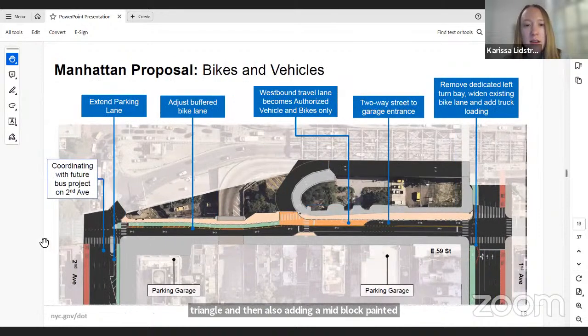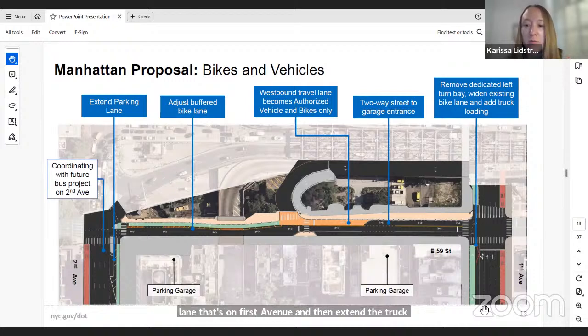And then thinking about this in the context of bike improvements and vehicle improvements, because there will not be any vehicles going to the South Outer Roadway, we can remove that left turn bay that we saw in the existing conditions and expand the existing bike lane that's on First Avenue, and then extend the truck loading parking that's on First Avenue as well.